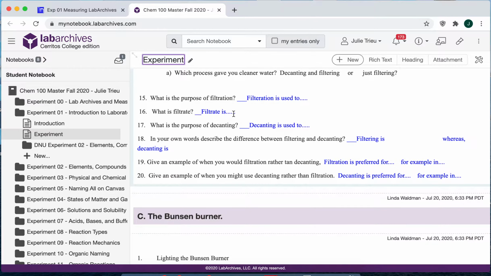Okay, so what is the filtrate? Filtrate is, what is it? Make sure that if you read the introduction, you should know what the filtrate is in this case. And decanting is a technique. So make sure you are able to answer what the difference is between decanting and gravity filtration.